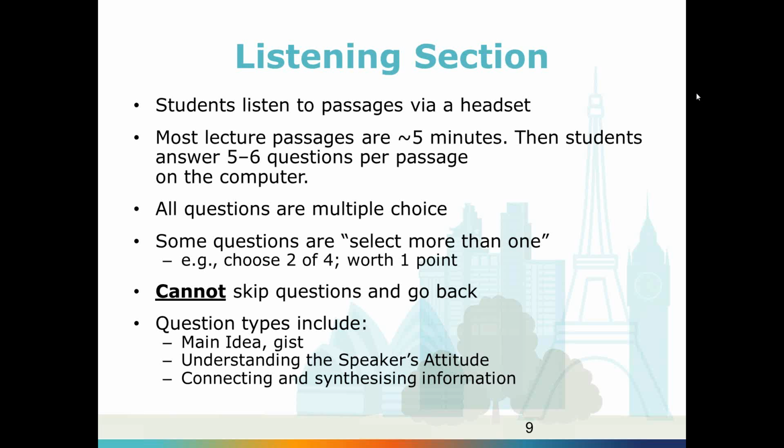Now, in this section of the test, the students listen, they take notes, and then they answer the questions from the notes. So they don't see the questions prior to the listening. They listen, then they take the notes, and then, as I said, they answer the questions. Some of those questions might require them to select more than one response. For example, they might have to choose 2 out of 4, and that total question is worth 1 point. In this part of the test, they can't skip any questions and go back.